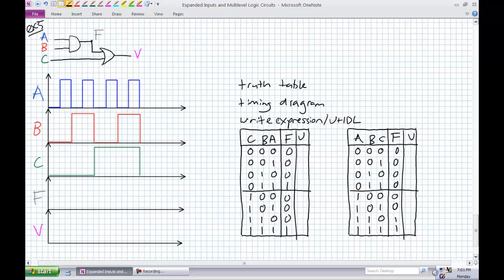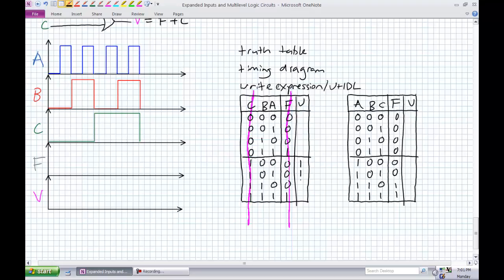What is V? What is the expression V? F is A and B. V is F or C. So for this truth table, I'm looking at F or C. What I see is 1, 1, 1, 1 there, 0, 0, 0. In this truth table, I'm looking at F or C: 1, 1, 1, 1, 1. How many times are there ones? 1, 2, 3, 4, 5. 1, 2, 3, 4, 5.